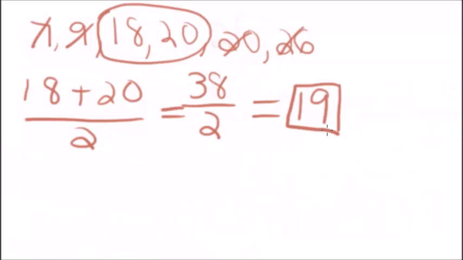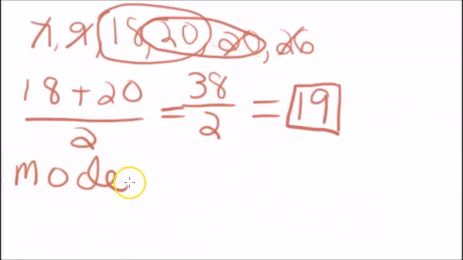Now let's find the mode. Okay. So what numbers occur more than once in the data set, or more times than the other numbers? In this case, 20 occurs twice, while every other number occurs only once. Therefore, the mode will be 20.